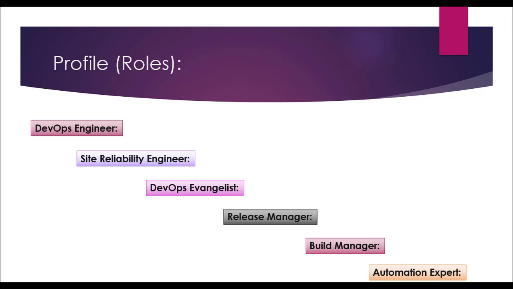Very commonly you will find the DevOps engineer role when you're looking for a DevOps profile. Then you will see something called site reliability engineer. Then you will find something called DevOps Evangelist. You will find release manager, build manager, automation expert. These are a few which I have listed. There are many more. So let's see what are the responsibilities for each and every one, and whether a DevOps engineer can apply for such roles or not. Okay, let's get started.